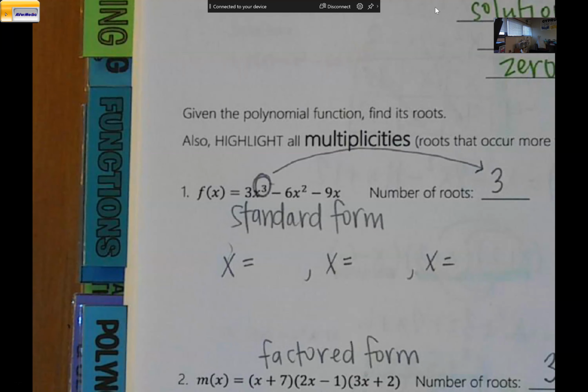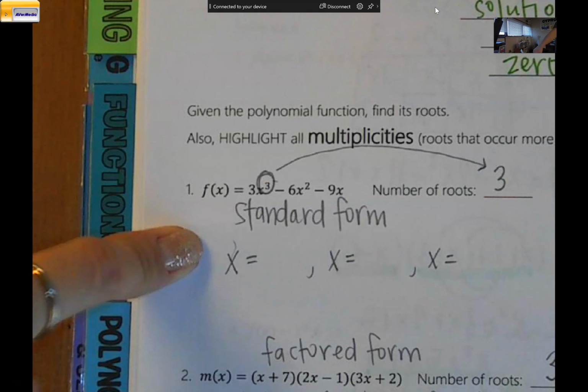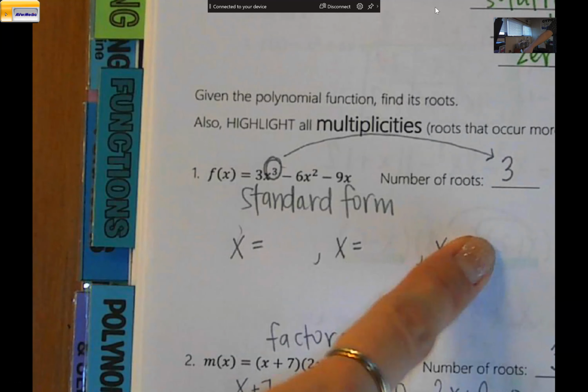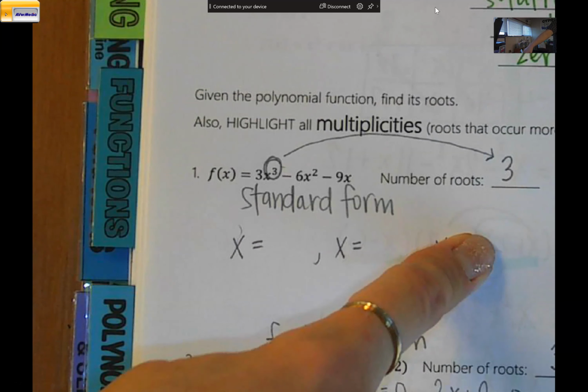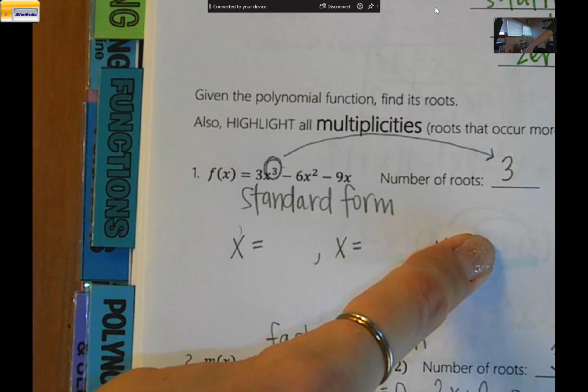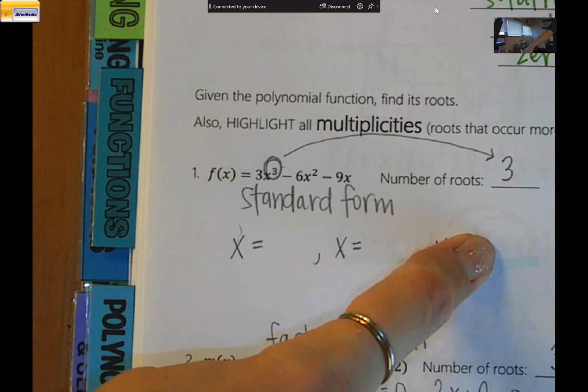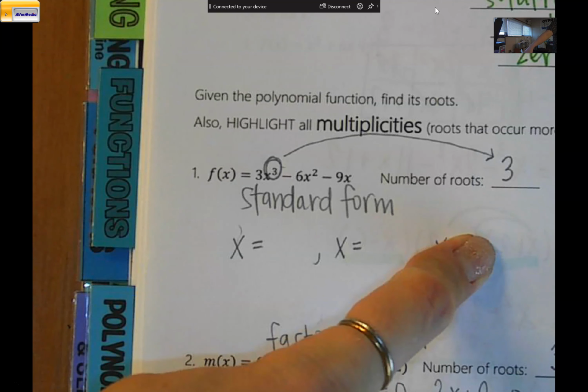Okay, I'm walking around and seeing that lots of you guys don't have this. On number 1, write down what I have. X equals, and write your 3 zeros in there. Go, move your pencil. Don't make me roast you publicly, because I will. Be like, Carly, write your zeros down, ma'am.